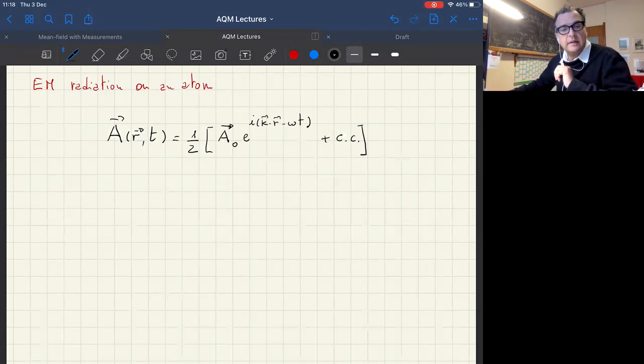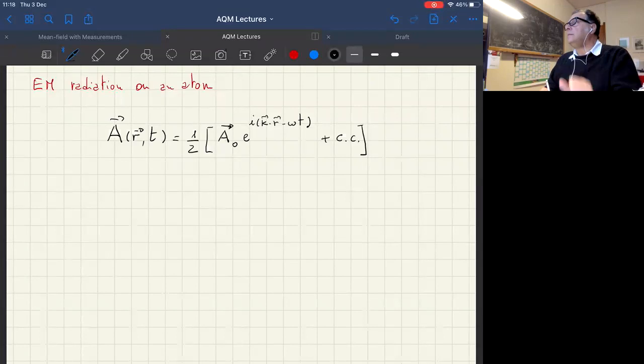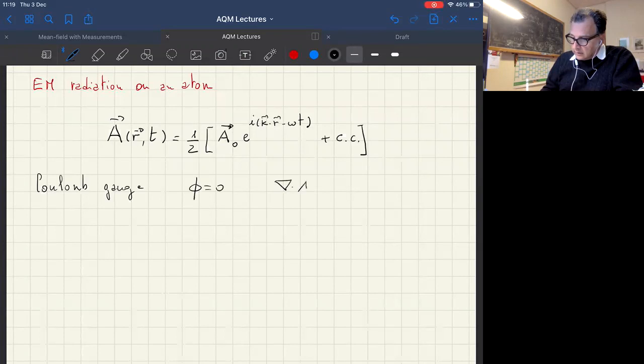It is very common, but not necessary, though customary and very convenient, to choose what is known as the Coulomb gauge. You know that you have the freedom to choose a gauge in which you can put phi equal to zero, and also the divergence of A is equal to zero.